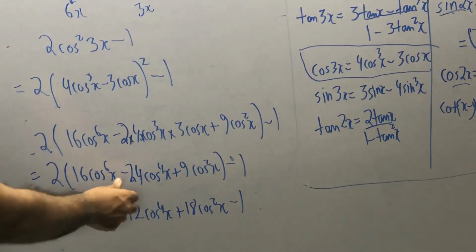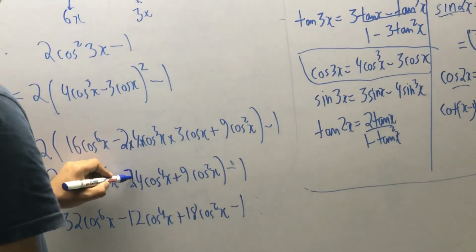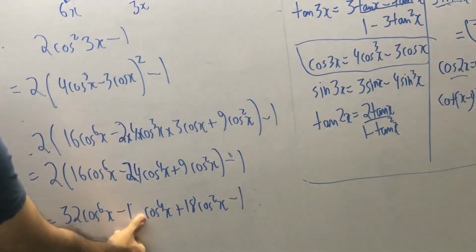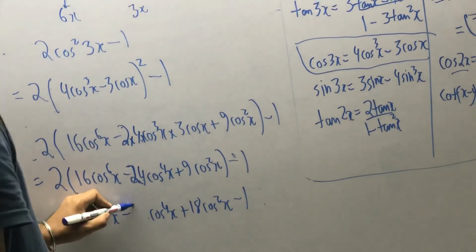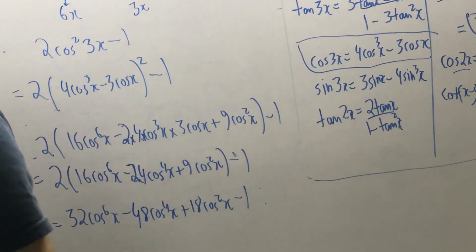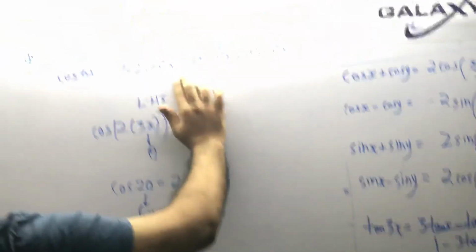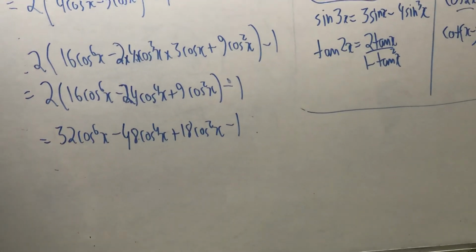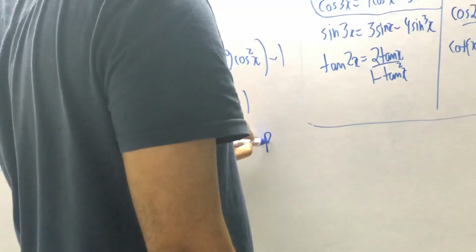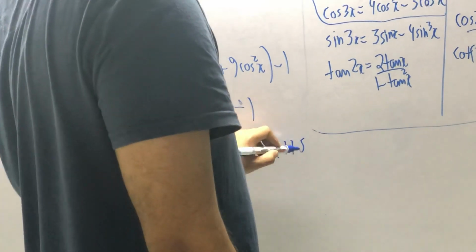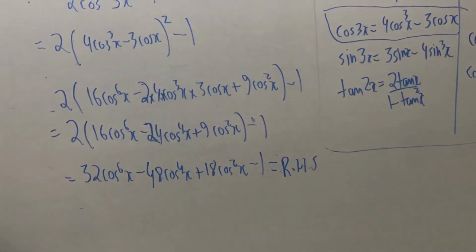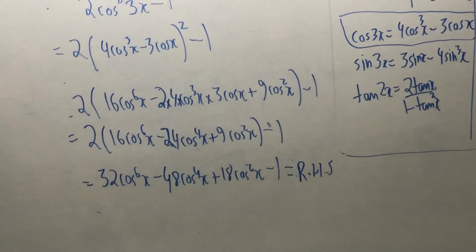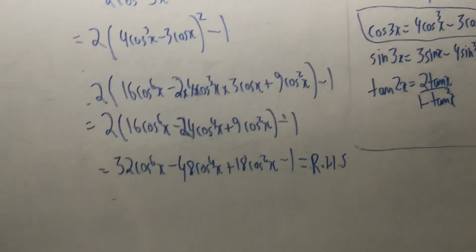So 24 into 2 is how much? 48. So 32 cos raised to the power 6x minus 48 cos raised to the power 4x plus 18 cos square x minus 1, and this is also the same. So this is equal to RHS. You can say hence proved. Okay, let's go to the next question.